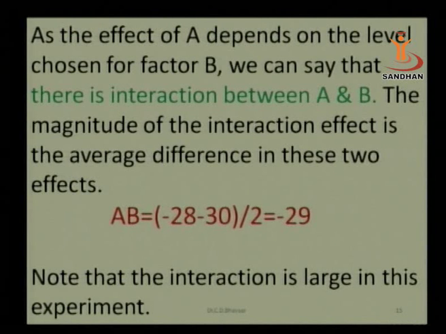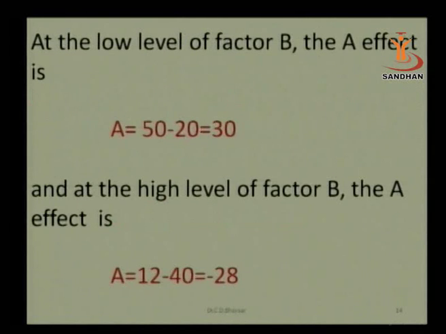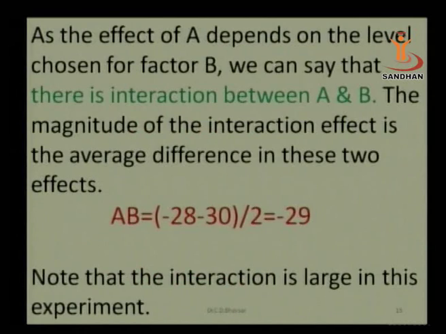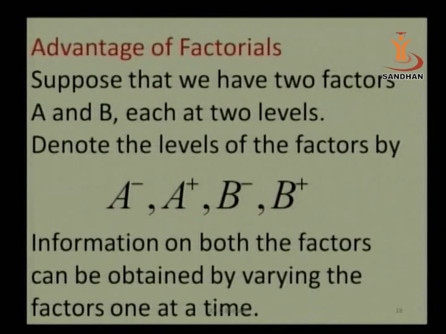As the effect of A depends on the level chosen for factor B, we can say that there is interaction between A and B. The magnitude of the interaction effect is the average difference in these two effects. That is, interaction effect AB is equal to minus 28 minus 30, which we have obtained earlier, divided by 2, is minus 29. So the interaction is large in this experiment.